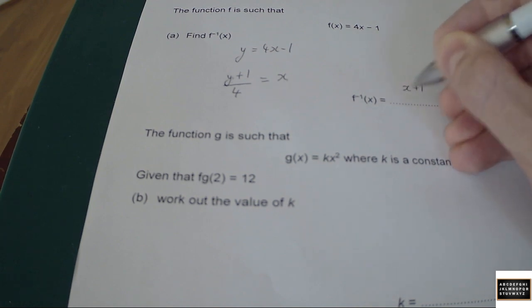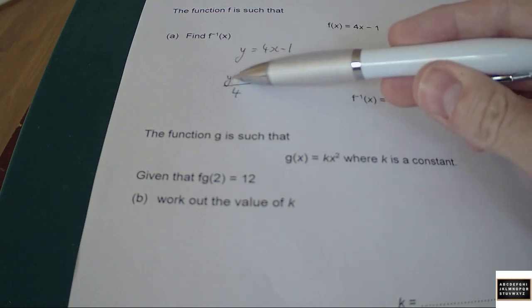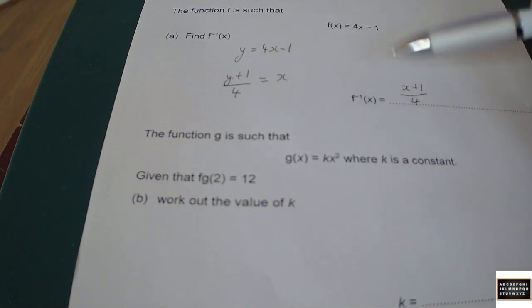So it's x plus 1 over 4. Simply, all you do is substitute where you see a y, you put an x instead, and just write down the function x plus 1 over 4. That's what you got here. That's what the inverse function is.